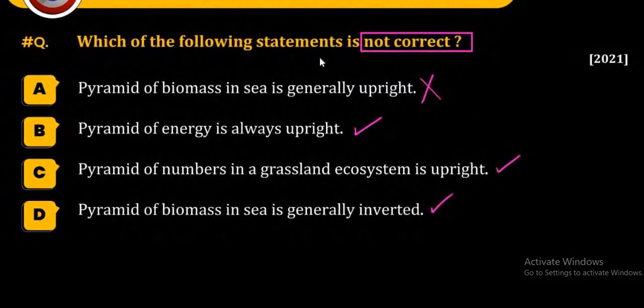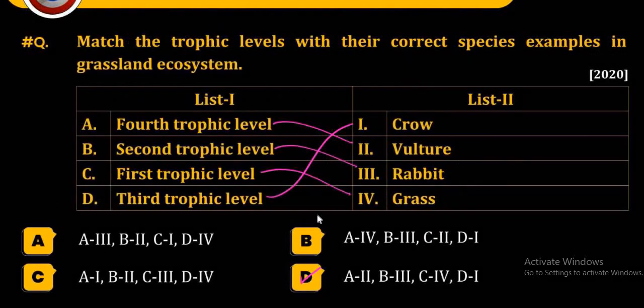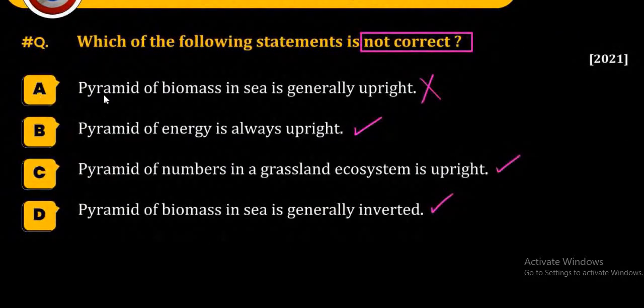Next question. Which of the following statements is not correct? Pyramid of biomass in a sea is generally upright. Pyramid of energy is always upright, it is correct. Pyramid of number in a grassland ecosystem is upright, it's correct. Pyramid of biomass in a sea is generally inverted, it's correct. So the incorrect one is option A, pyramid of biomass in a sea is generally upright. Option A is the answer.